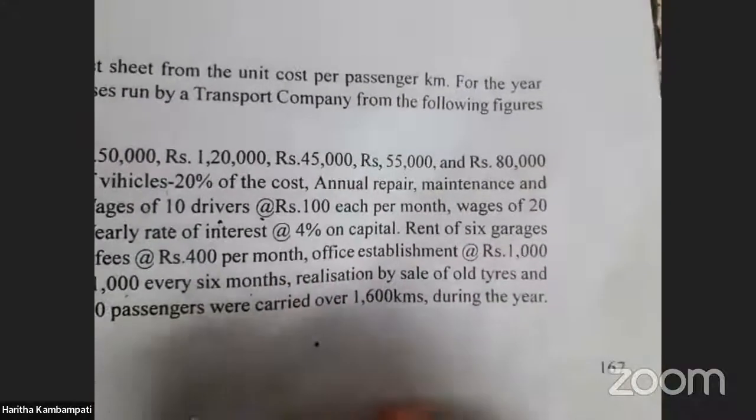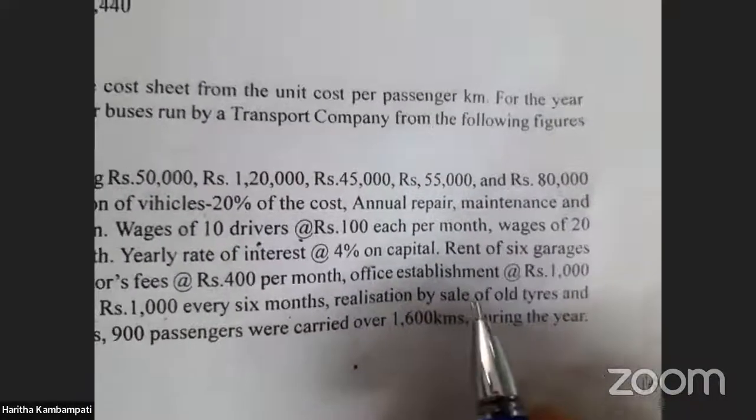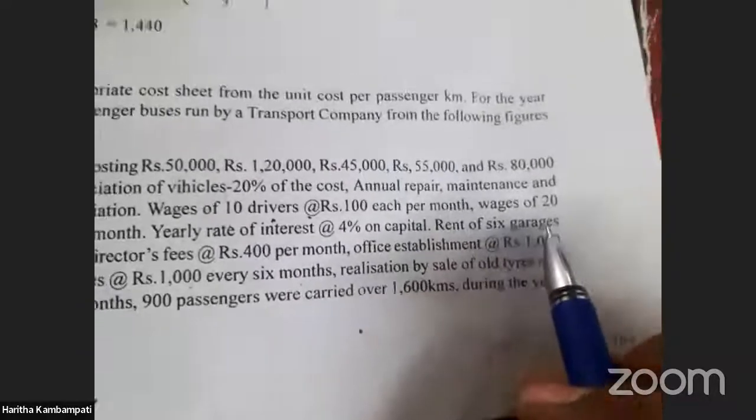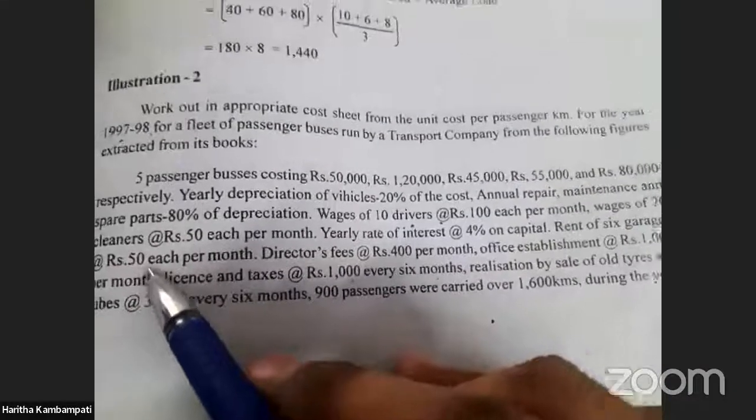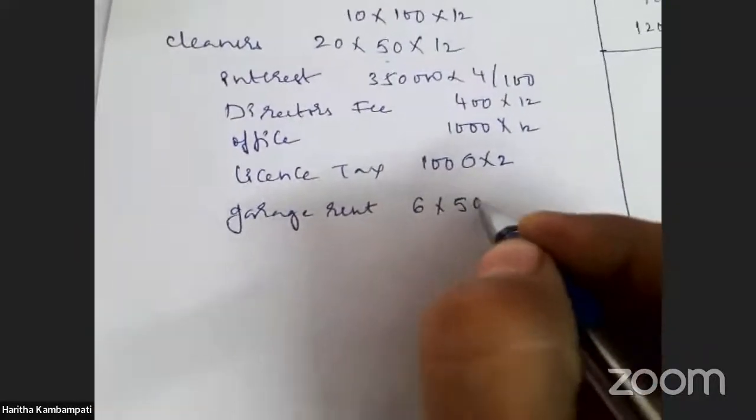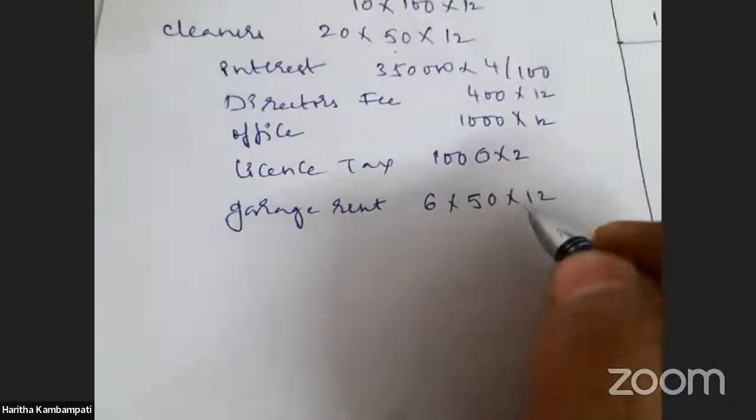Garage rent. Rent of 6 garages, 50 rupees per month each. So they are having 6 garages, and 50 rupees per annum is equal to multiplying by 12.